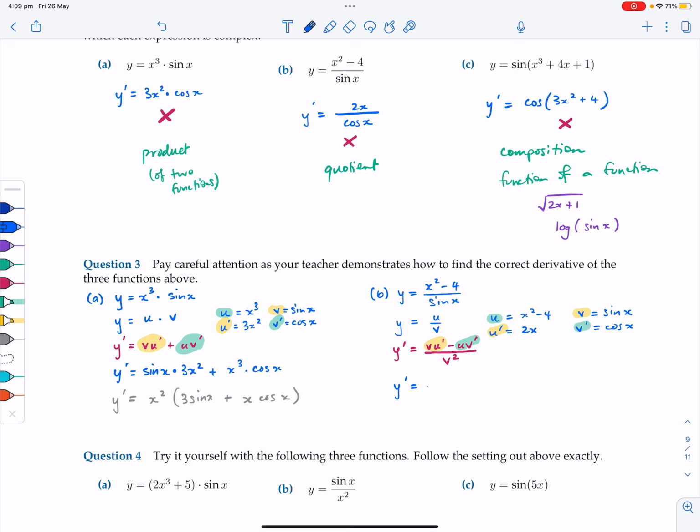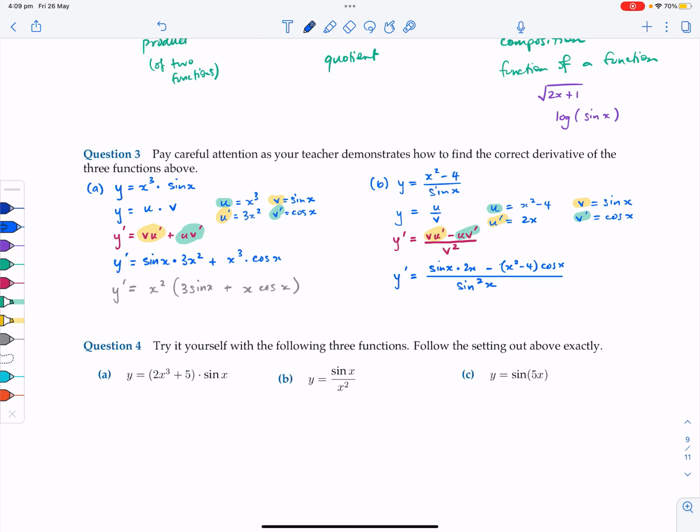So I know it's a fraction. I'm going to put the squared in, so I've got sine squared x here. And now, v u dash, so that's sine x times 2x minus, and then x squared minus 4 times cos x. All right, there we go. There's nothing that can be factorised there or anything like that. So that's that. Okay, I'll just clear myself some room.